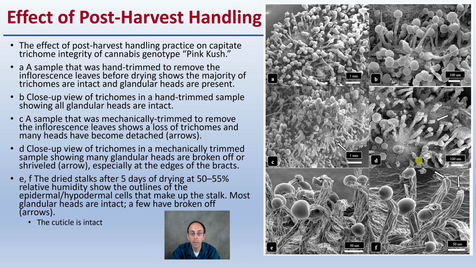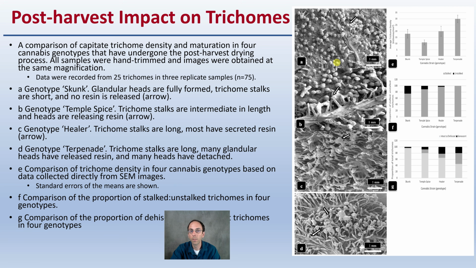D is the close-up, indicating again those mechanically trimmed. Those heads are basically broken off, especially at the edges of the bracts, which are the most likely to come in contact with the machinery. E and F show the dry stalks after 5 days of drying at 50 to 55% relative humidity, showing the outlines of the epidermal and hypodermal cells that make up the stalk. Most glandular heads are intact with a few broken off, indicated by the arrows here. So again, this really speaks to taking the time to do a hand trim, which would be great because you're doing less damage to those trichome heads than a mechanical harvester, as long as you're careful with hand trimming. So keep that in mind.